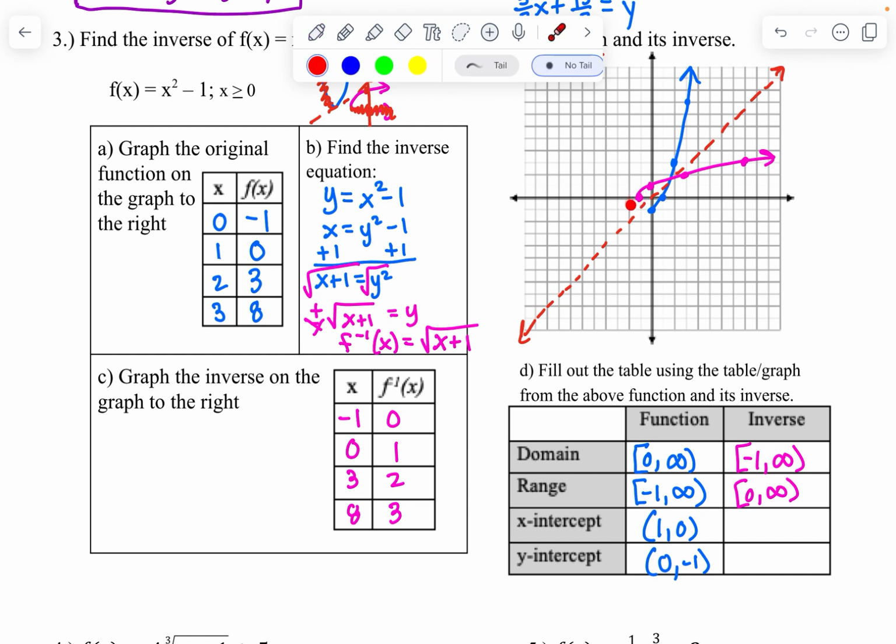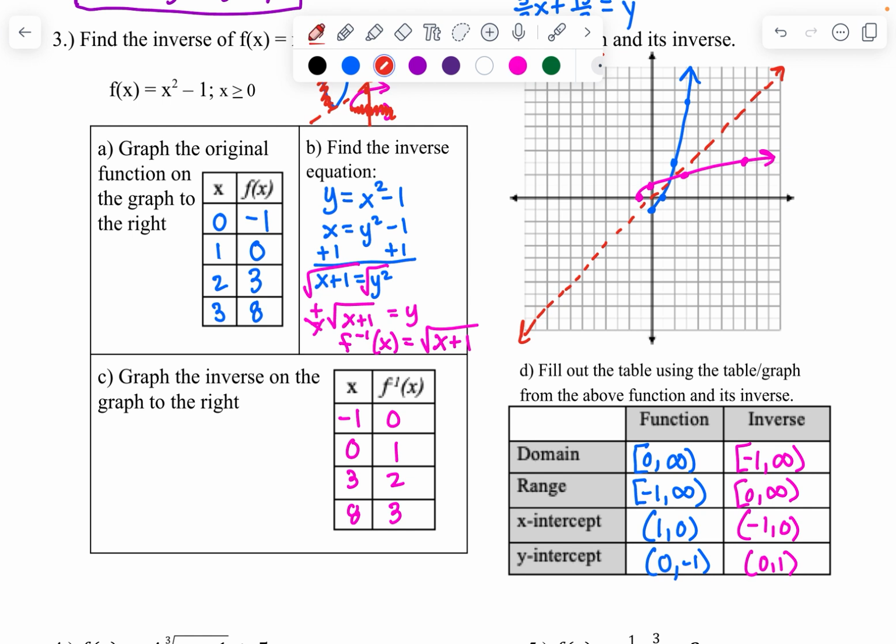The x-intercept we see right here has a y value of 0, negative 1, 0. And then the y-intercept, where it touches the y-axis, right here, or in the table, x value of 0, so 0, 1.